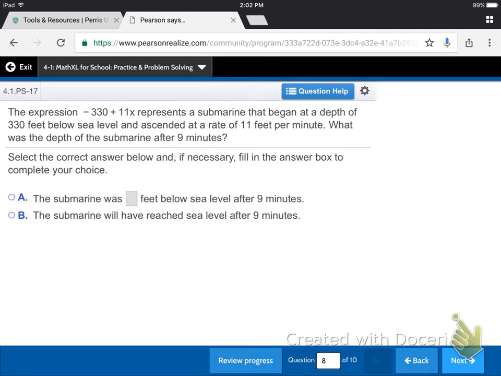It says the expression -330 plus 11x represents a submarine that began at a depth of 330 feet below sea level. That's why it's a negative number, -330. And ascended, that means went up, at a rate of 11 feet per minute, and minutes are in x, so it's 11 times x. What was the depth of the submarine after 9 minutes?